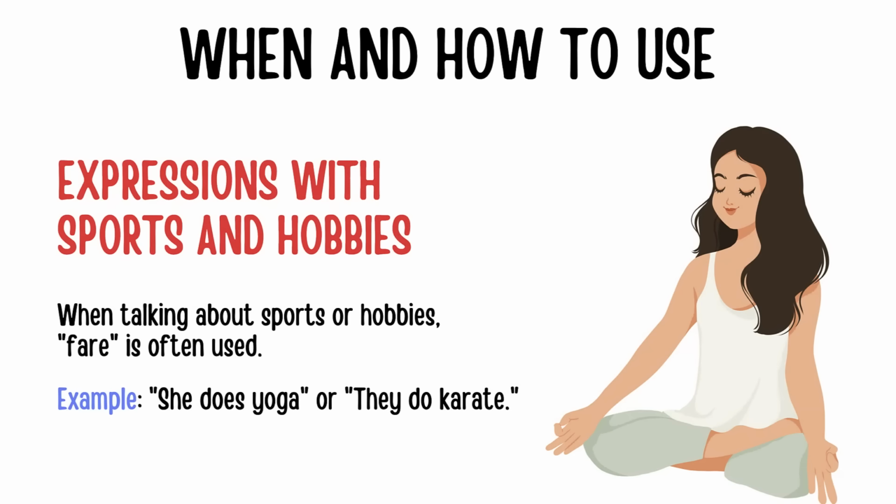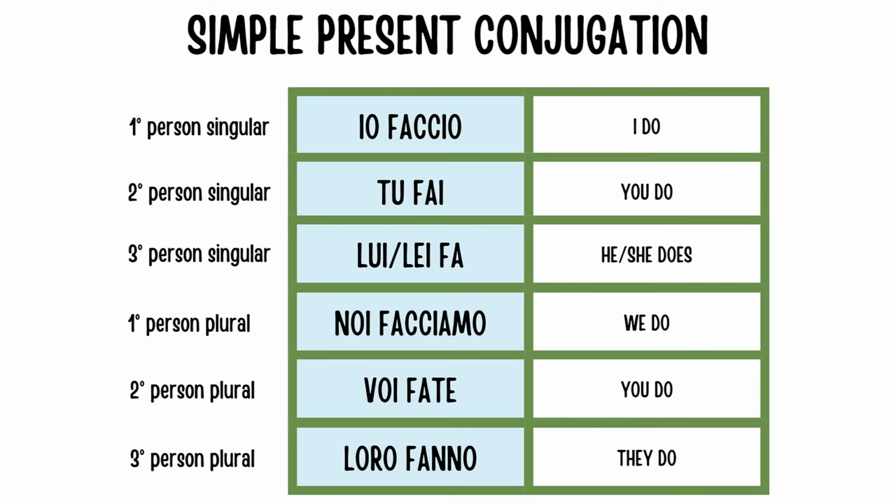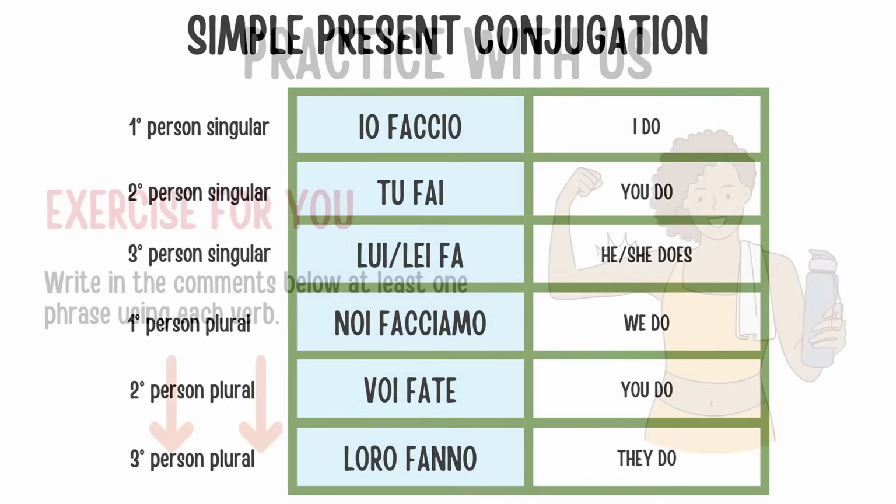Expressions with sports and hobbies. She does yoga. Lei fa yoga. They do karate. Loro fanno karate. Conjugation. Io faccio, I do. Tu fai, you do. Lui, lei fa, he, she does. Noi facciamo, we do. Voi fate, you do, loro fanno, they do.